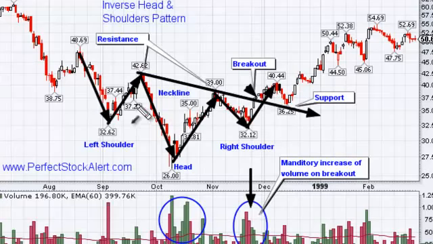Another thing to note here is when you're looking at the neckline, you'll notice it was finding resistance. They have marked it resistance here and here. But once they broke out above it, it's quite common to pull back down and test that neckline, and you'll find support that time around. Okay.